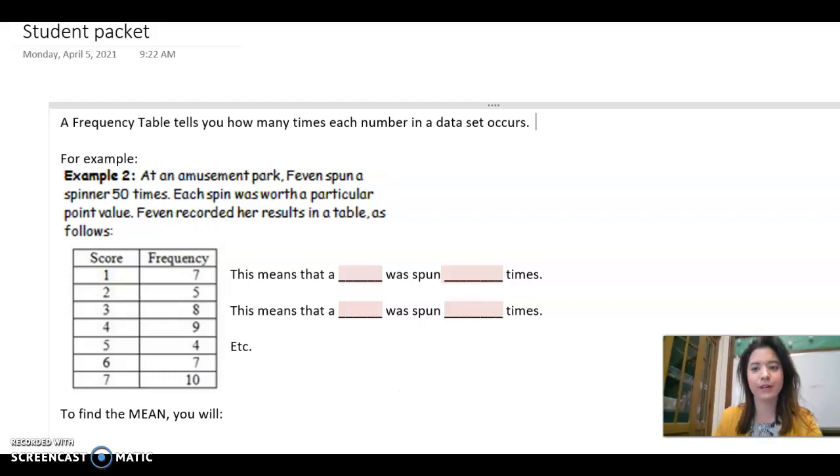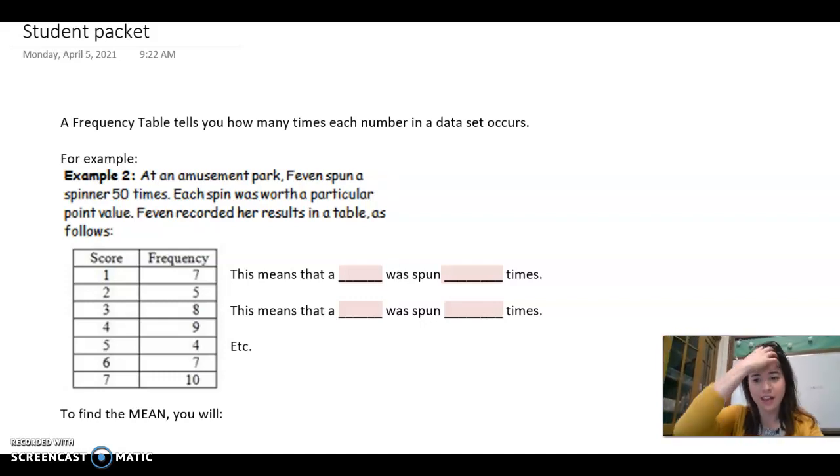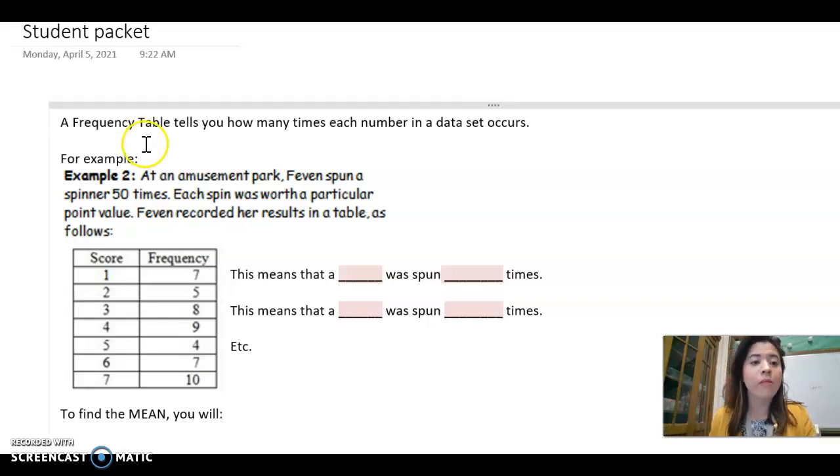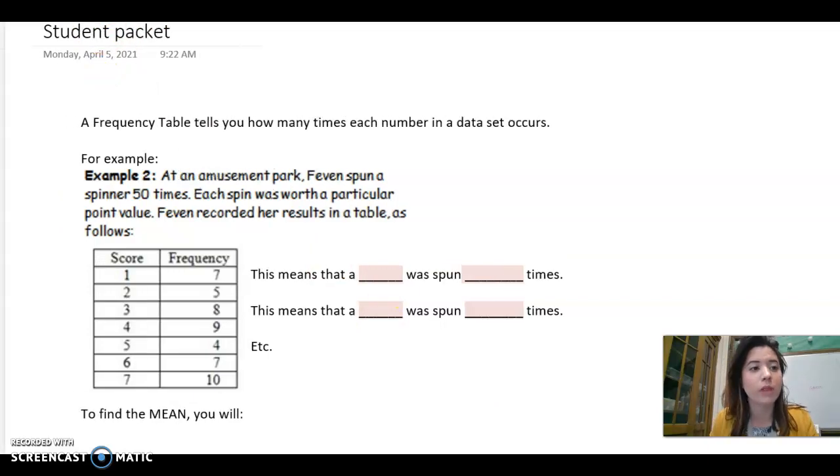Alright, hello! We're in Unit 6. Yesterday's lesson I did not have time to record, but there is a video there to help if you need it. Today we are continuing our talk on mean, finding the average. Today we are taking it up a step more.